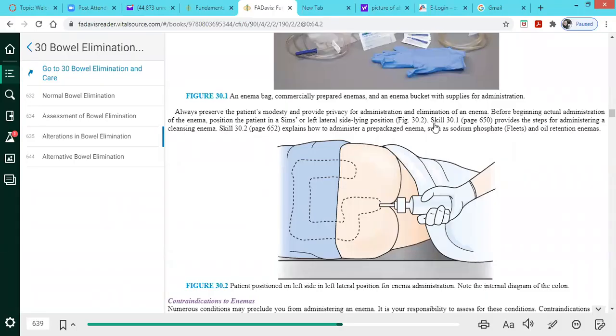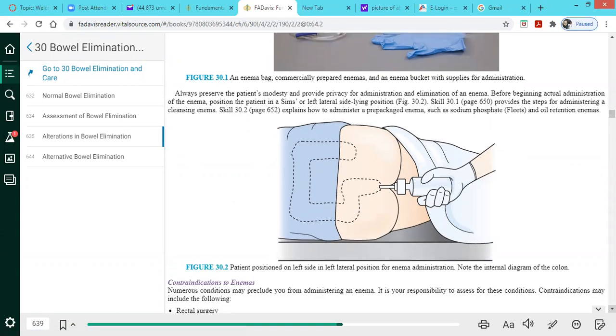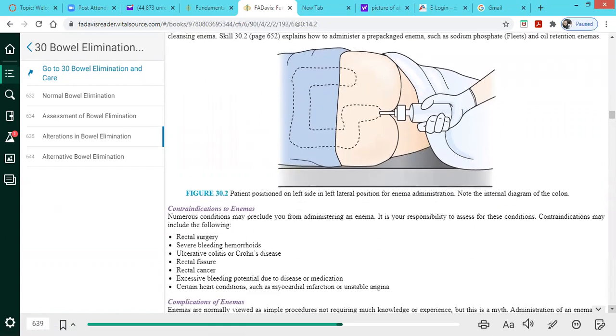And the book informs you that when medications do not relieve the problem of constipation, the healthcare provider may order an enema. With an enema, it's important that the nurse know the temperature should be between 105 and 110 degrees. When inserting an enema, it should not be inserted more than 3 to 4 inches. No more than 3 to 4 inches.